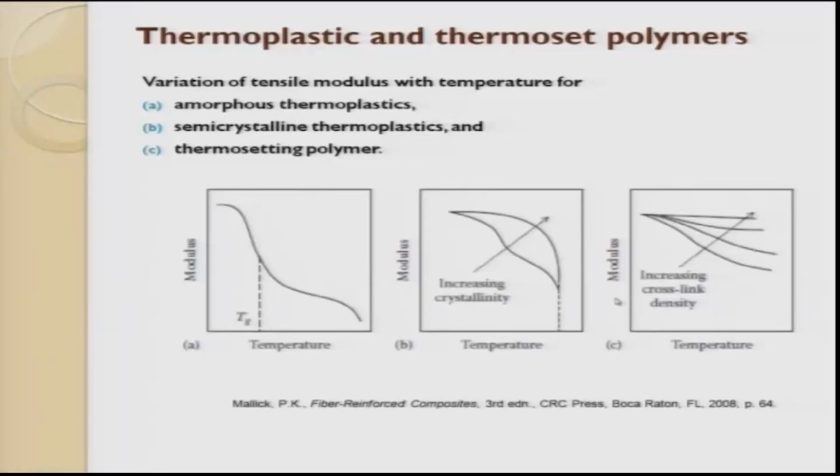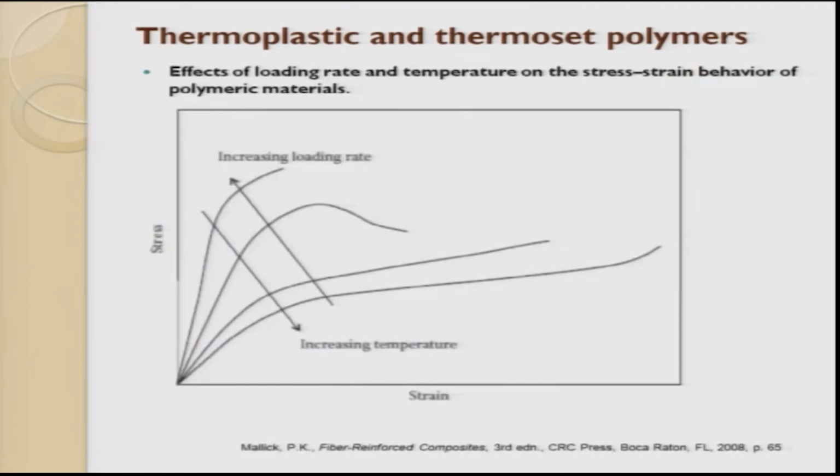So that is why we are trying to put this here. This shows an amorphous thermoplastic, this shows a semi-crystalline thermoplastic, and this shows a thermoset polymer. So this graph clearly shows the influence of temperature on modulus. Crystallinity is very important, and the glass transition temperature is also very important. You have to record the glass transition temperature for a polymer such that this data is useful while processing polymer matrix composites.